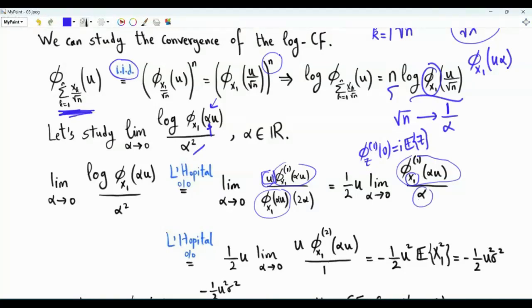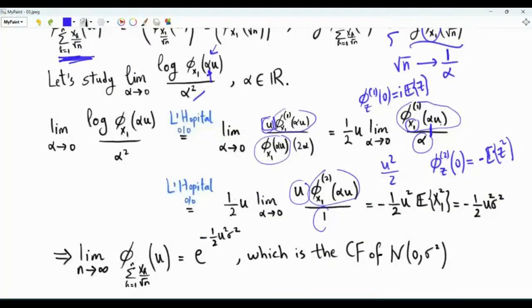In this case, the derivative of the denominator is 1. For the numerator, we will get the second derivative, and by the chain rule, because we are differentiating with respect to alpha, we will get an extra u here. So we have u squared over 2. The second derivative of the characteristic function of random variable z evaluated at 0 is i squared, which is minus 1, times the second moment of the random variable. So in our case, when we take the limit as alpha tends to 0, this is minus the second moment of the random variable x1, which is its variance, sigma squared.